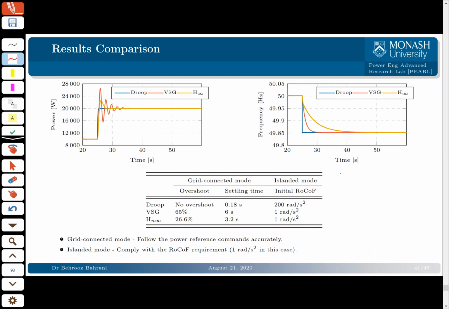Here I have some comparison between these two cases. If you look at the droop control in terms of overshoot, of course, in grid connected mode, this is the best, no overshoot. But our method in terms of overshoot is better than VSG. And in terms of settling time, we're also better than VSG. But when it goes to islanded mode, droop has such a high ROCOF. But our method and VSG both have pretty good performance, and we kind of have the best of both worlds. So it is a system which can be used in both islanded and grid connected and give you very good performance in both of them.